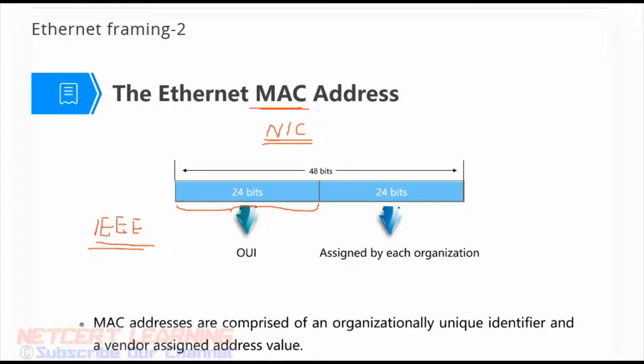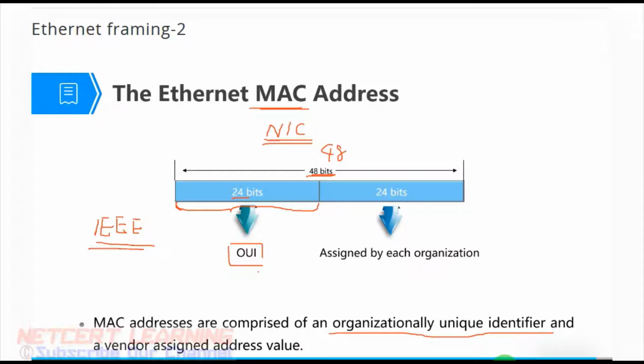The MAC address is 48 bits long, so the IEEE only specifies the first 24 bits. These 24 bits are assigned to the manufacturer. This is called the OUI, the Organization Unique Identifier. Then the manufacturer can use this segment. Of course, there's still another 24 bits.